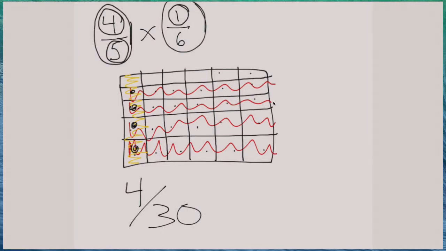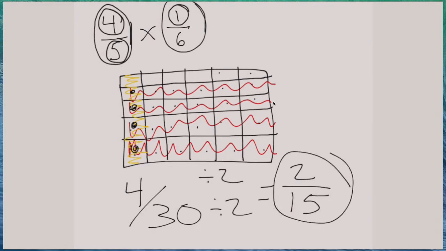4 over 30 is what I have for an answer. Now I always need to double check and make sure that I can't simplify. I do notice that both of these numbers are even. Whenever two numbers are even, they both have in common a factor of 2. So if I divide 4 by 2, I get 2, and if I divide 30 by 2, I get 15. And my simplified answer is 2/15.